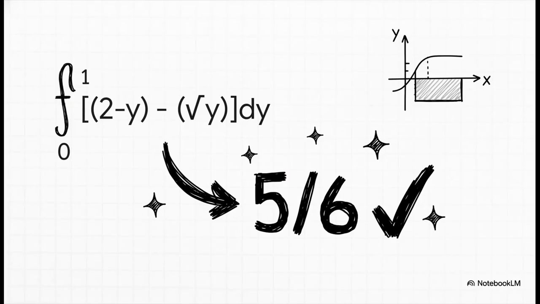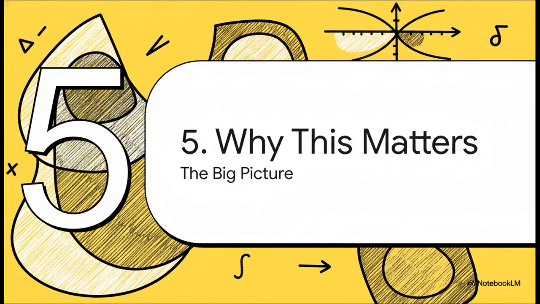So let's go back to our problem. We rewrite the functions in terms of y. The curve on the right becomes x equals 2 minus y. The curve on the left becomes x equals the square root of y. Now we integrate along the y-axis from 0 to 1. And look at that. We get the same answer, 5/6, but we did it in one clean integral. So much easier. Okay, so we've picked up some seriously powerful tools here.